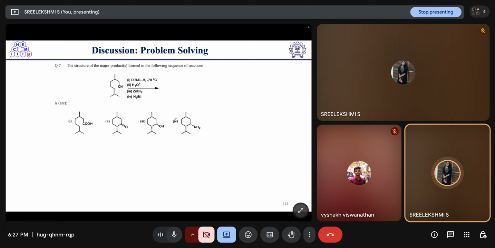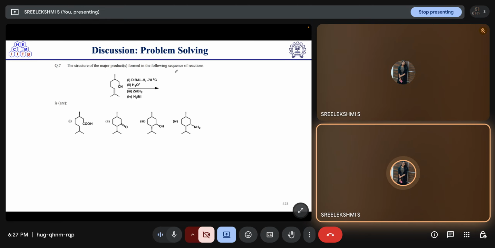Now the next question is the structure of the major products formed in the following sequence of reaction. So this particular compound upon treatment with this DIBAL-H in the first step and then this hydrolysis, then zinc bromide and then hydrogen and nickel condition, which will be the major product?